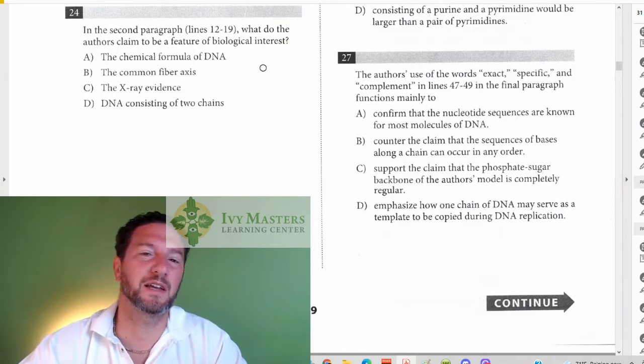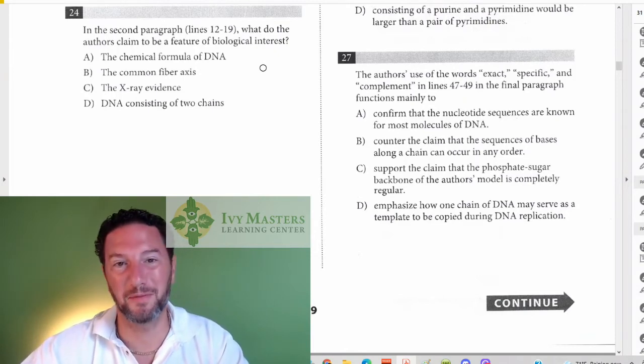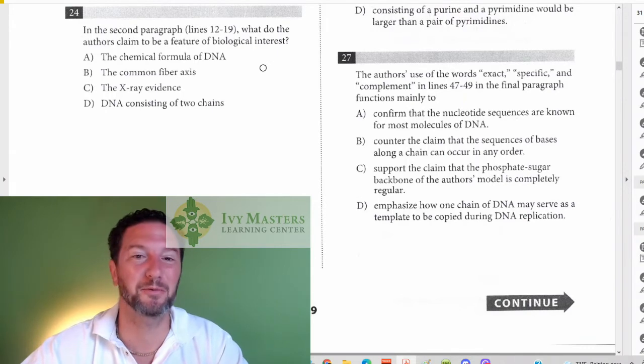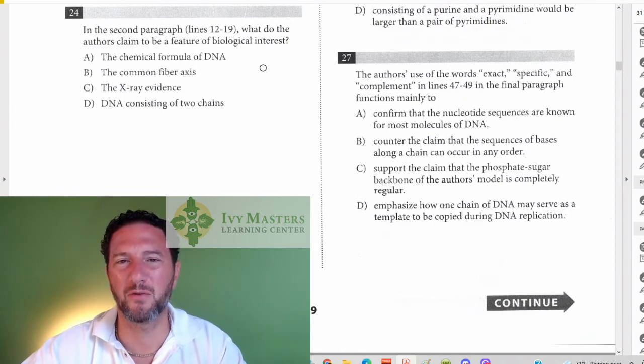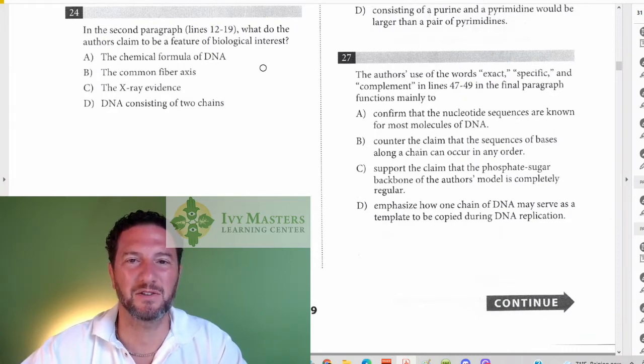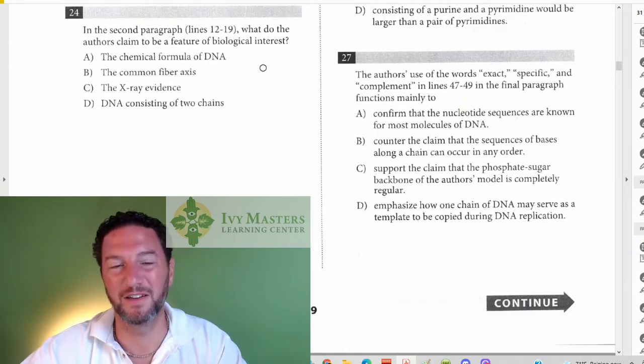Today we're going to look at Test 1. My name is Paul Pasulka, Ivy Masters Learning Center at IvyMasters.com. Today we're going to look at Test 1, Section 1, number 24. And what you find is that for a line reference question, you've got to read before and after. But if it gives you a bunch of lines, then typically the answer is one of those lines.